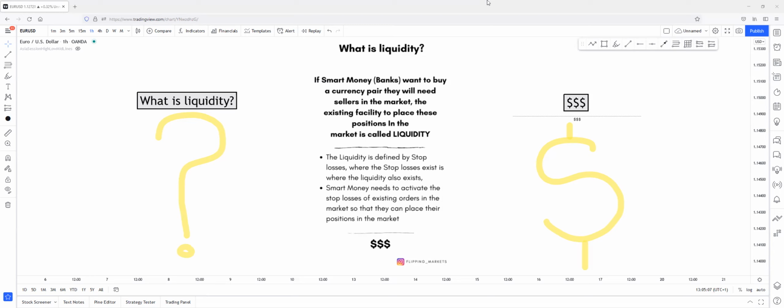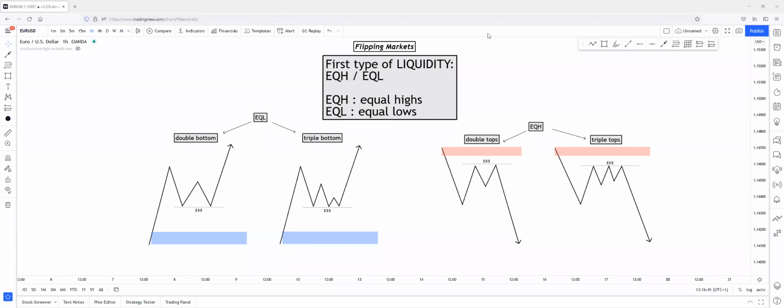Okay, let's see some examples for this. Our first type of liquidity is the equal highs and the equal lows. The names speak for themselves. Price will form equal lows when the low points are on the same level, and also price will form equal highs when the highs are on the same level. We have two types of equal lows and two types of equal highs. Okay, let's see an example for the equal lows.